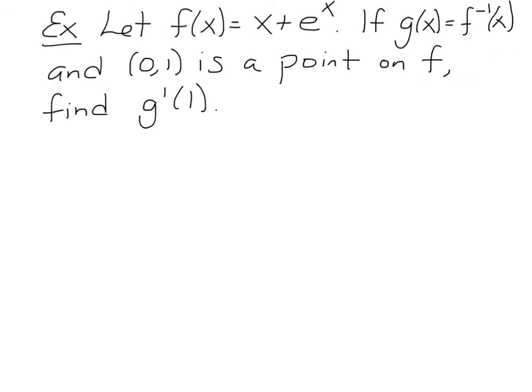All right, so for this one here, it says let f be x plus e to the x. I'm going to define g as the inverse function, and I also tell you that (0, 1) is a point on f, and find g prime. Okay, so g is the inverse of f, so g prime of 1, that's the same as 1 over f prime, because their derivatives are going to be reciprocals of each other. But I don't want to plug in 1. I want to figure out and plug in what g of 1 is.